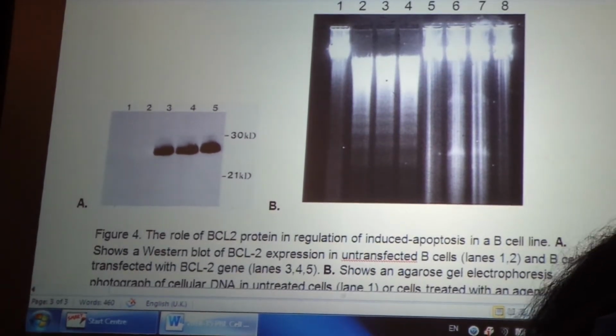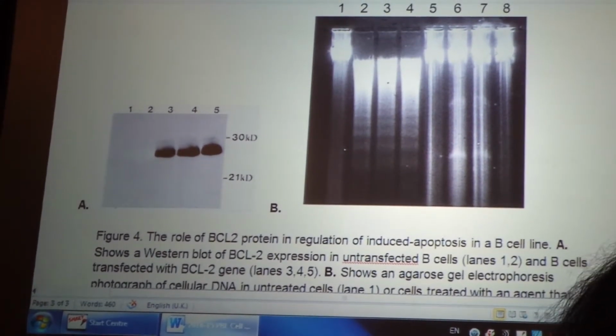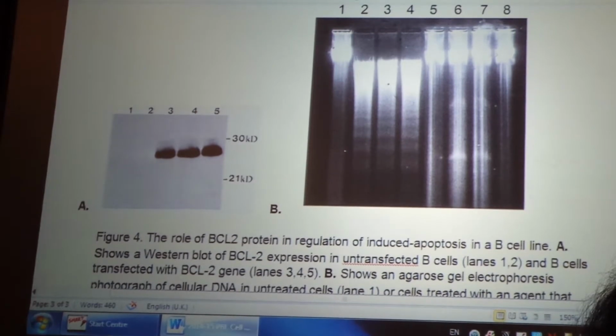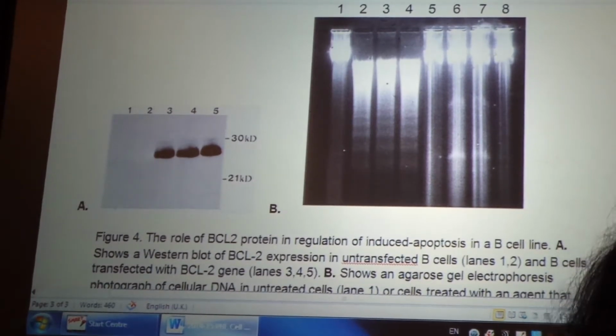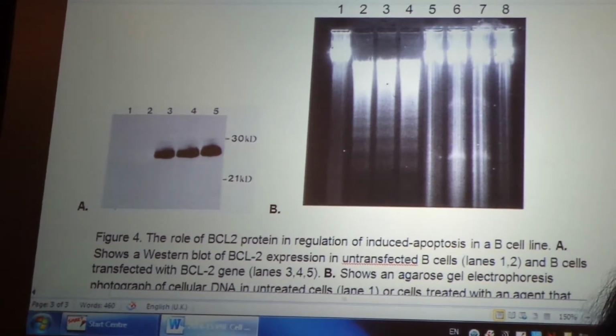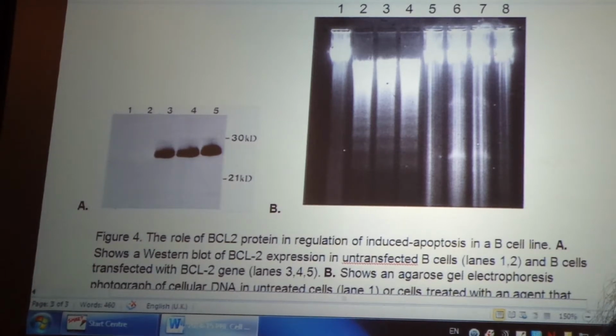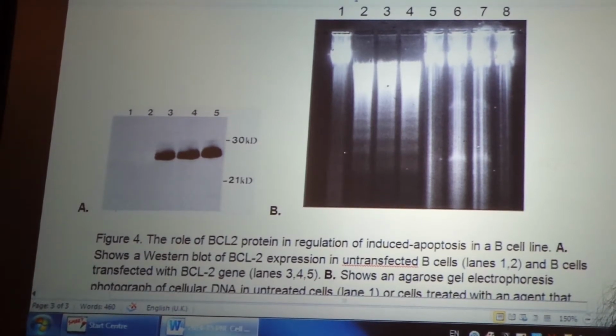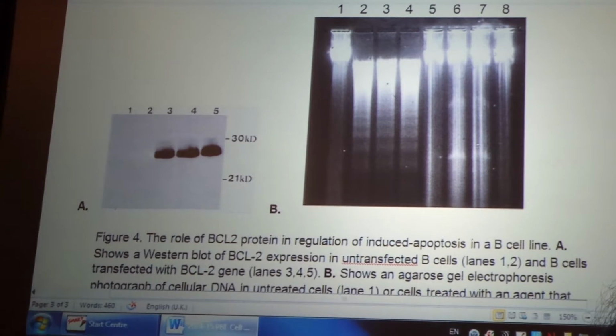So what feature of an apoptotic cell are we looking at there? If we just answer that first question, we're looking at cellular DNA, and we're saying lane 1 is DNA from untreated cells, and lanes 2, 3, and 4 are DNA from cells treated with something which induces apoptosis. So what are we looking at that is characteristic of apoptosis, of cell death? Yeah, DNA degradation.